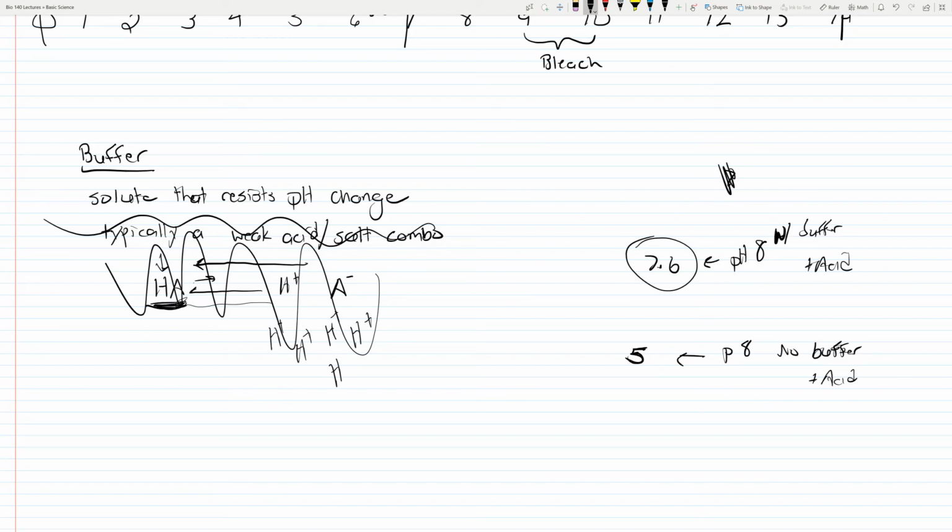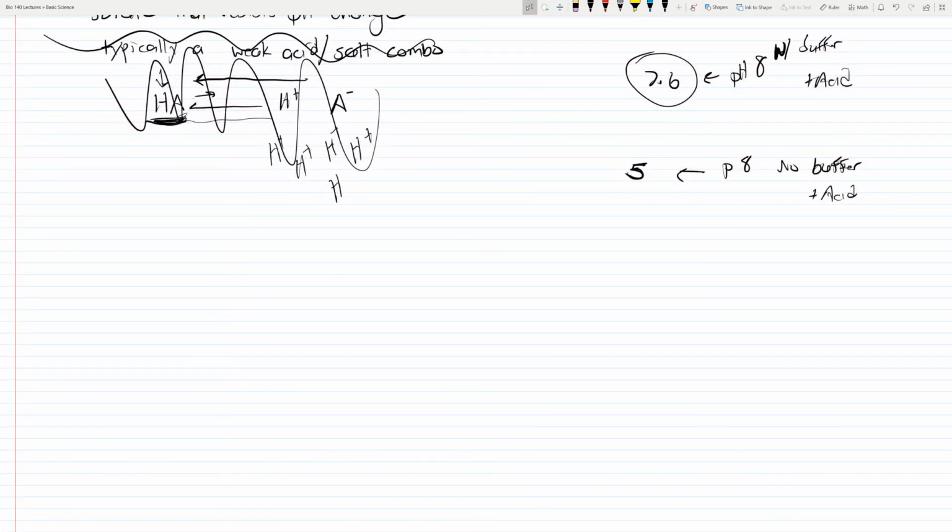Okay. Now, the last thing I want to talk about is salts. So now your textbook says a salt is the result of an acid-base reaction. That's what your textbook says about salts.